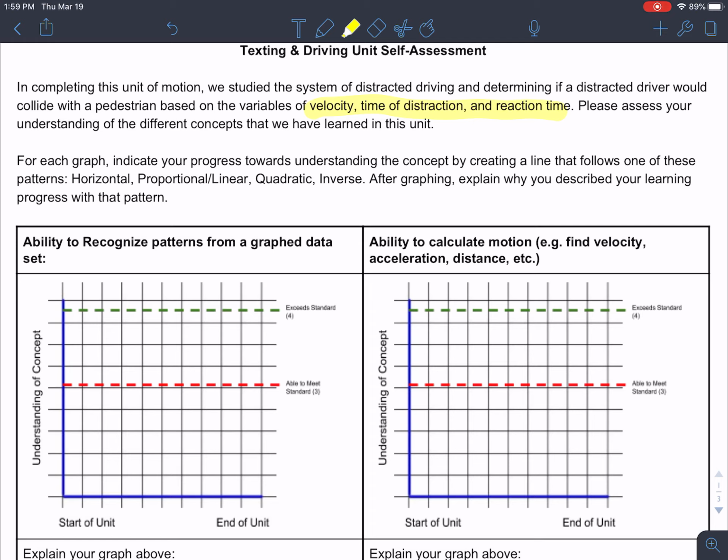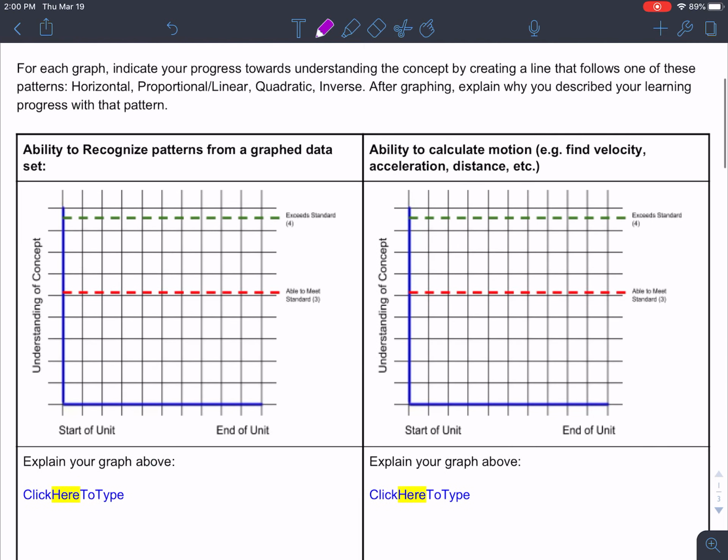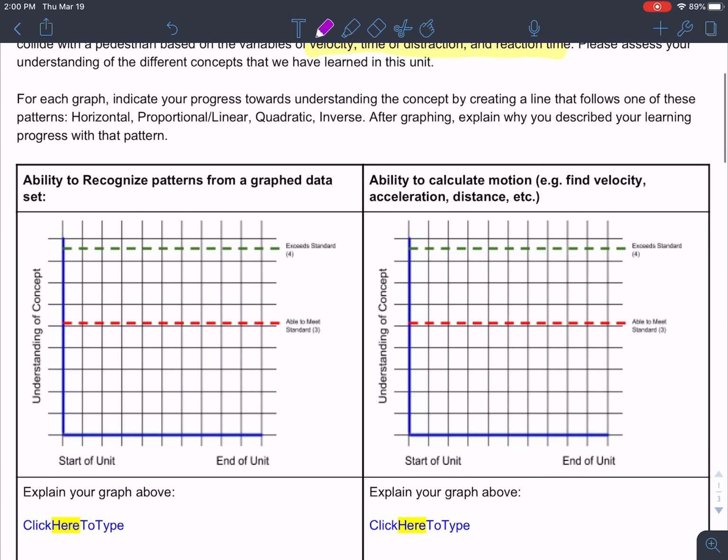Having finished all this, I just wanted to see you guys assess your own understanding of the different concepts we've learned in this unit. You are going to see a few different graphs here. I want you to determine, from the start of the unit to the end of the unit, how you feel you were able to either meet or exceed any of these standards over time. We're going to show this by creating either a horizontal, proportional linear, quadratic, or inverse pattern on these graphs. After you graph them, just give a quick explanation of why you described your learning progress with that particular pattern.